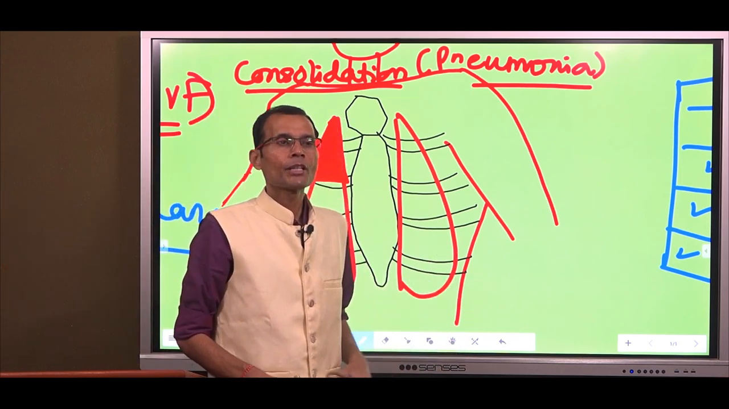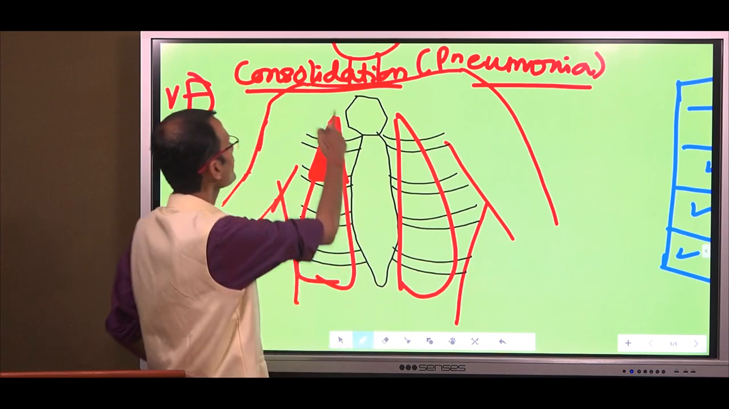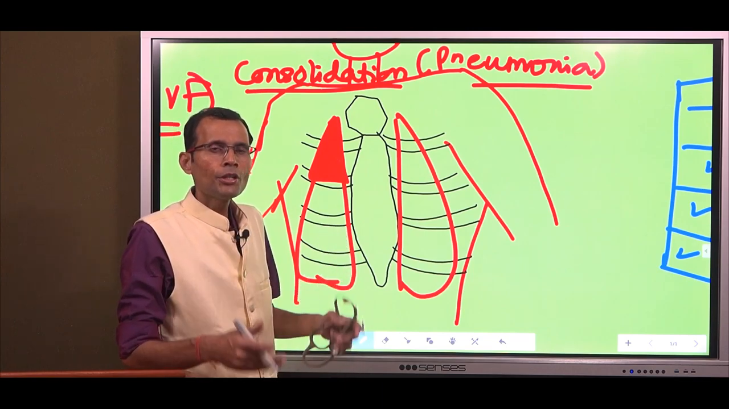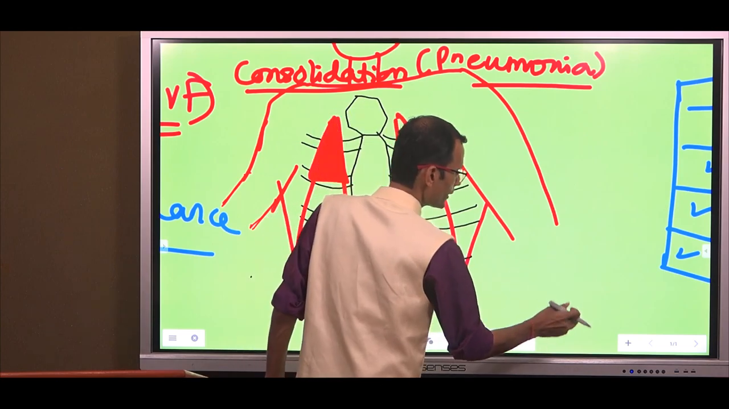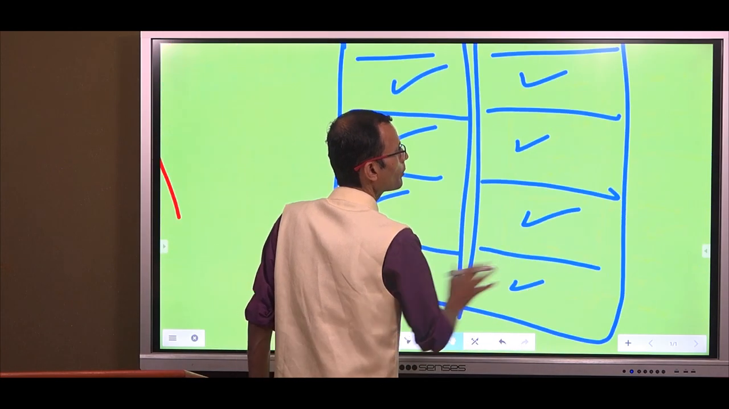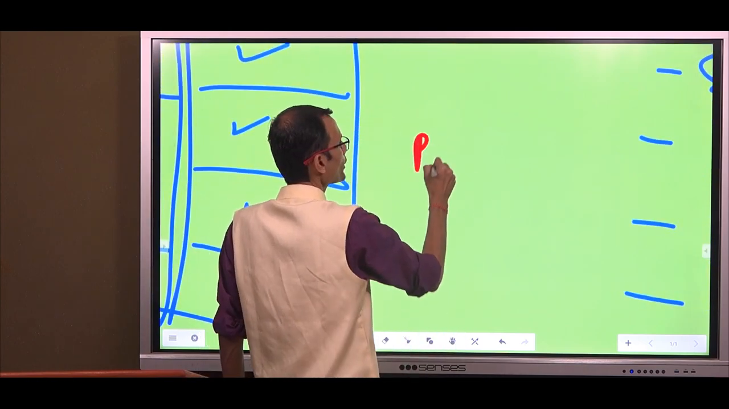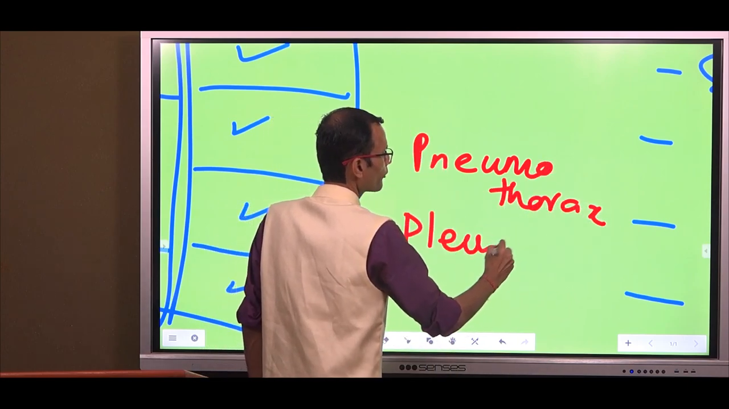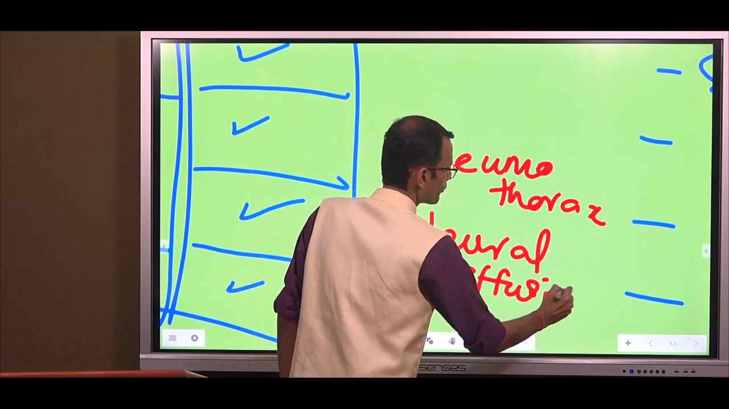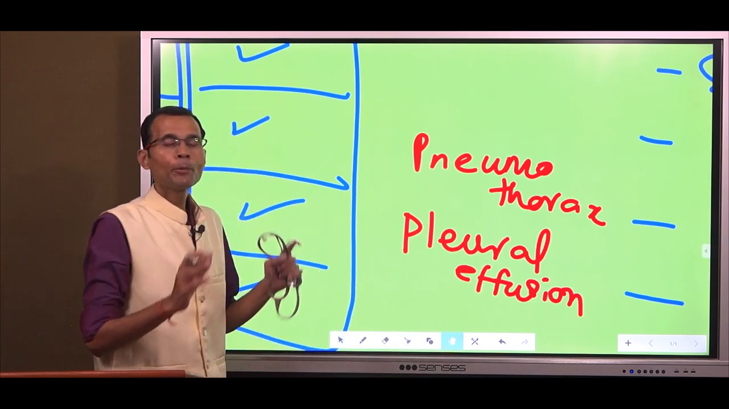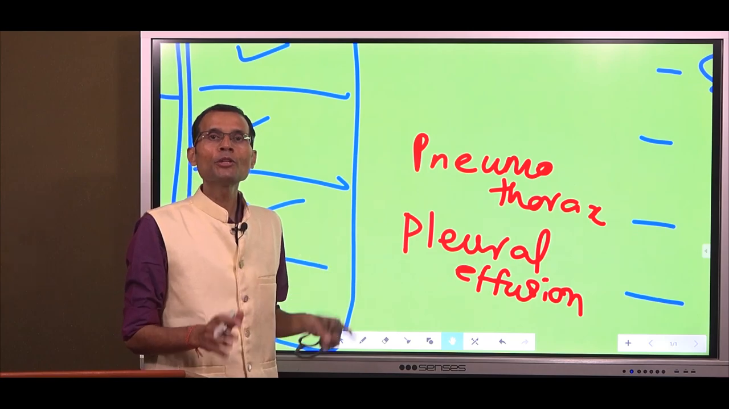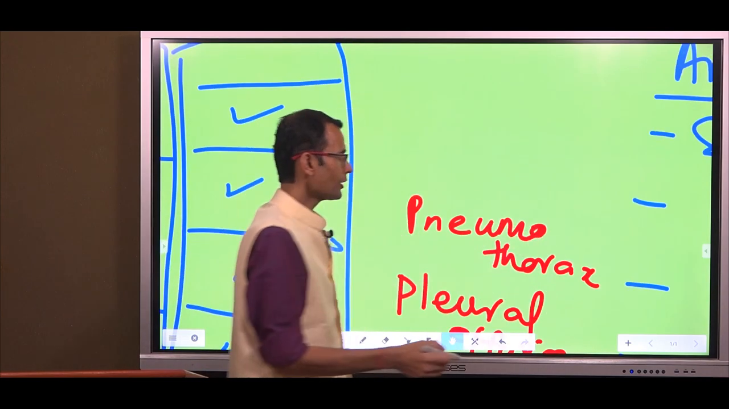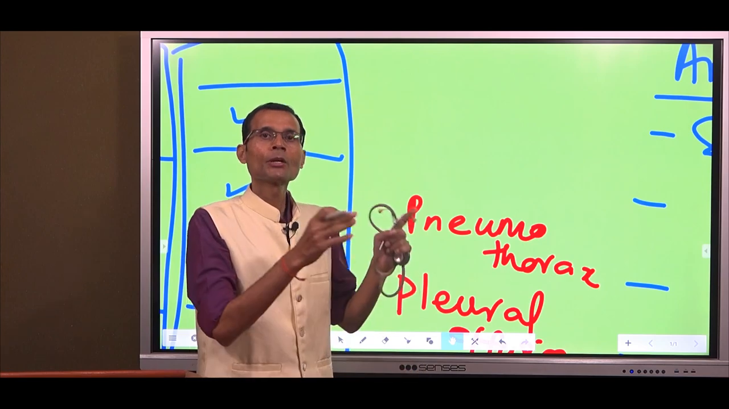So in the exam, if they ask you, when is the resonance increased? Answer is consolidation, as occurs in pneumonia. When does the sound or vibration decrease? It decreases in the conditions of pneumothorax and pleural effusion. Let's just write it here. Pneumothorax and pleural effusion. Accumulation of fluid in the pleural space is pleural effusion. And accumulation of air in the pleural cavity, in the pleural space, that's called pneumothorax. Air accumulation, pneumothorax. Fluid accumulation, pleural effusion.